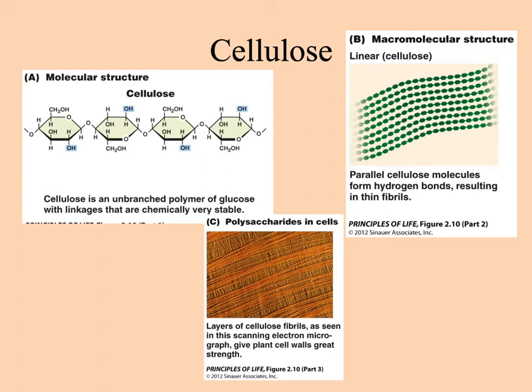Okay, here is cellulose. Cellulose is found in plants. It's what cell walls are made of. And so you can see you have a glucose, a glucose, a glucose, a glucose, and you can see the glycosidic linkages between them. Okay, it's very linear.